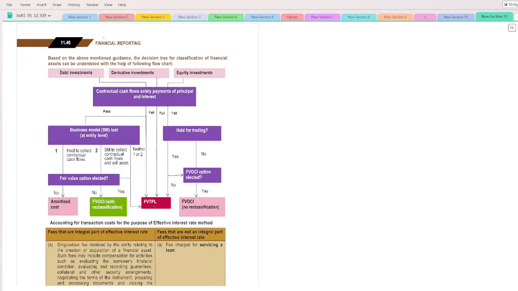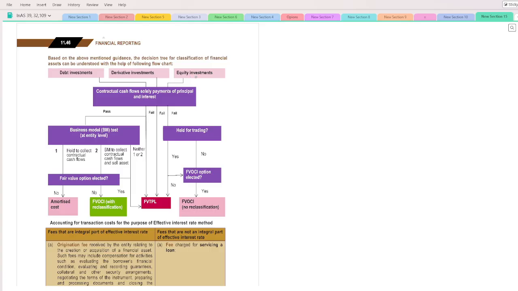This is what I have told you, that by default it will be coming under FVTPL only, because normally the derivative you are using for trading purposes. So here the SPPI, the interest and principal, will not come, it will fail. If you see here also, they mention first the SPPI test. This is what I was telling you, that first you need to go for the SPPI test, and then you need to apply the business model test for the debt instrument. And this business model test is not applicable for the equity instrument.